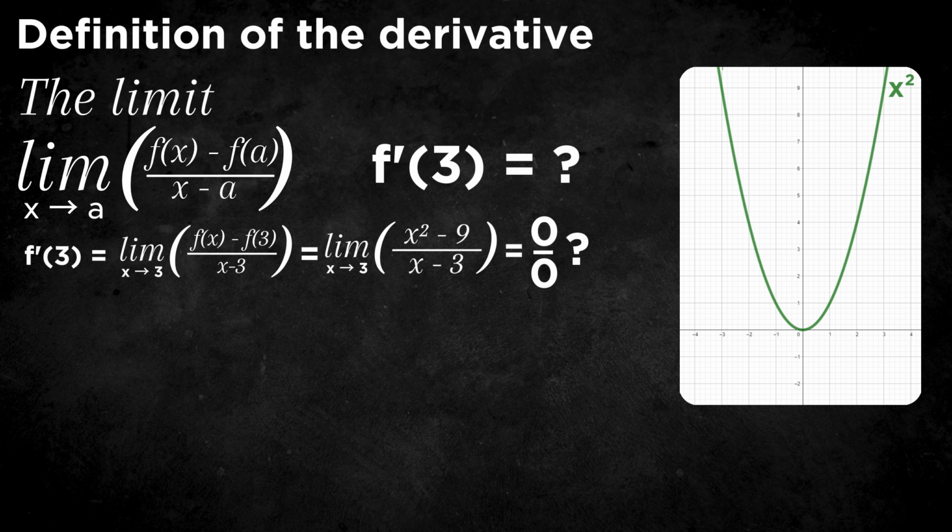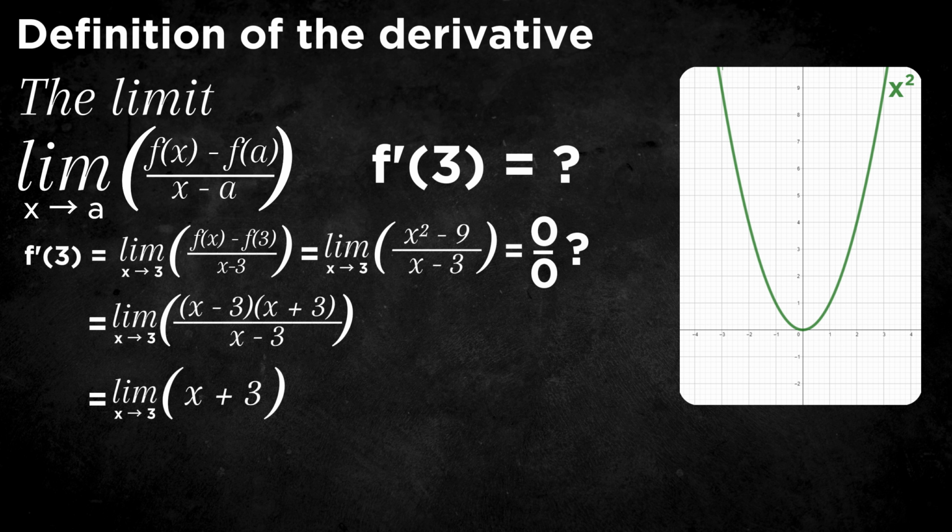What we do now is cancel a common factor in the numerator and denominator. The numerator can be rewritten as x minus 3 times x plus 3. And now we can see that we can cancel x minus 3 in the numerator and the denominator. We are left with x plus 3, and this is what we call the simplified expression. Now we can calculate the limit, and the limit is 6. So the derivative of our function when x equals 3 is 6.